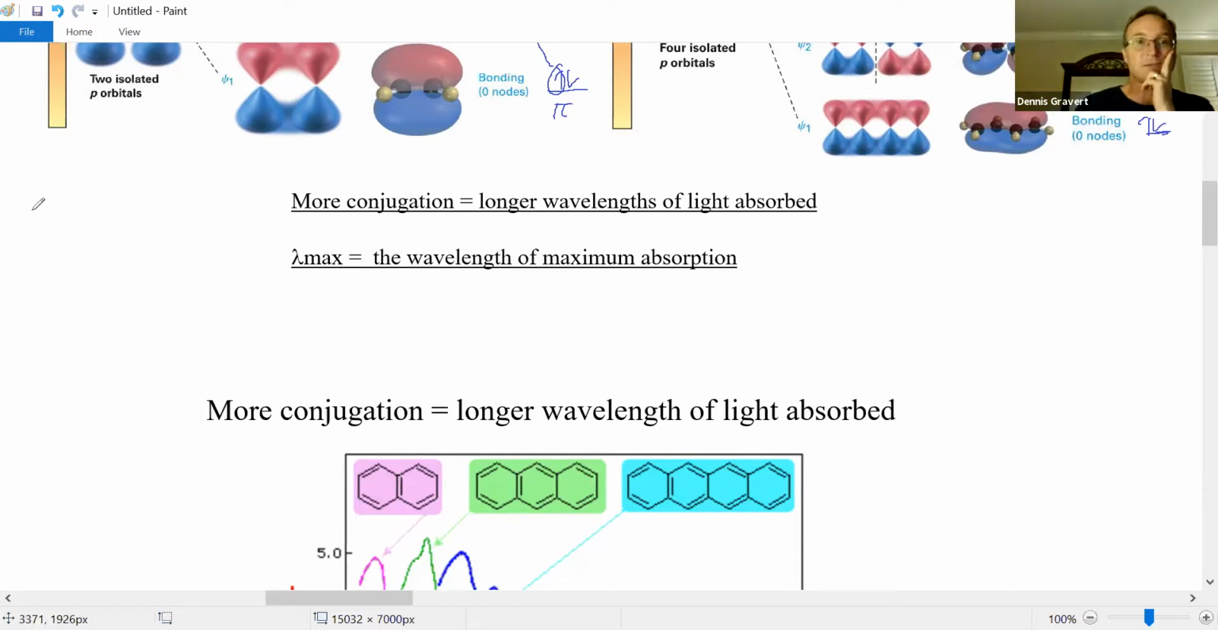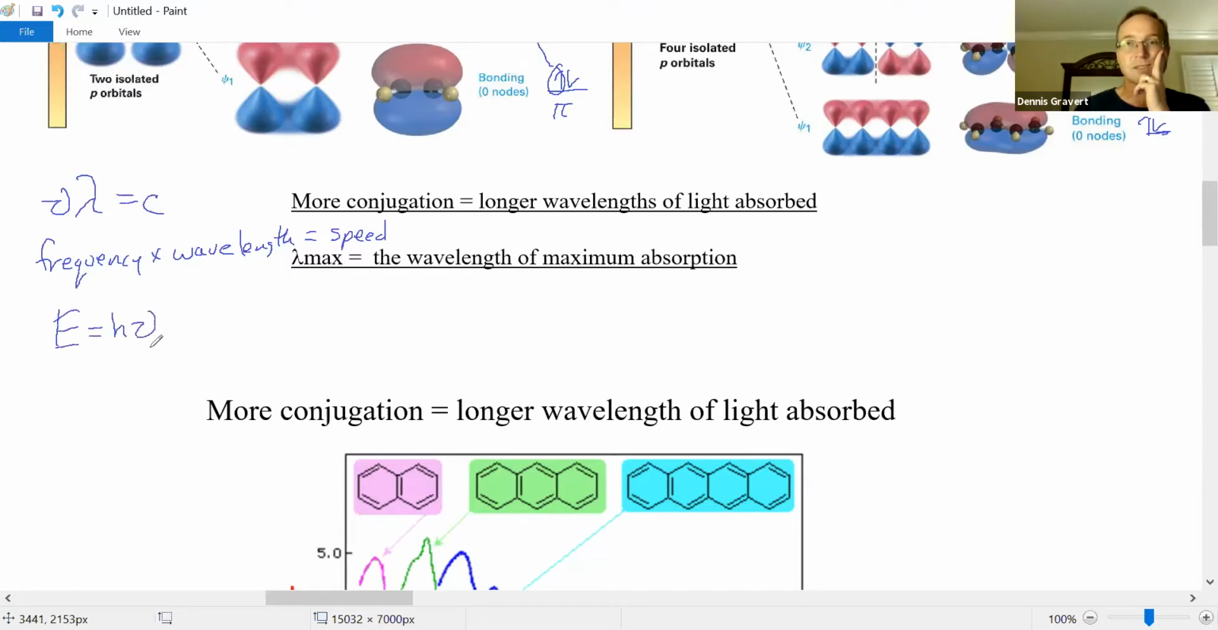If that's a problem for you, just remember frequency times wavelength equals a constant, the speed of light. So high energy, let's see, energy is equal to h nu, Planck's constant, times frequency. So the faster it vibrates, this is slowly vibrating, low frequency, that means you have long wavelengths. But if it's fast, then you have short wavelengths, high frequency, lots of energy.